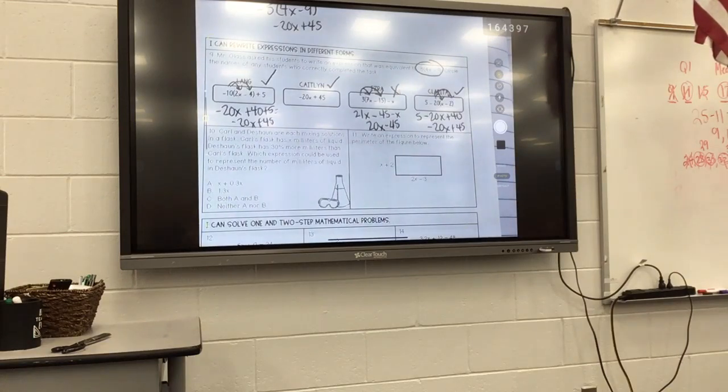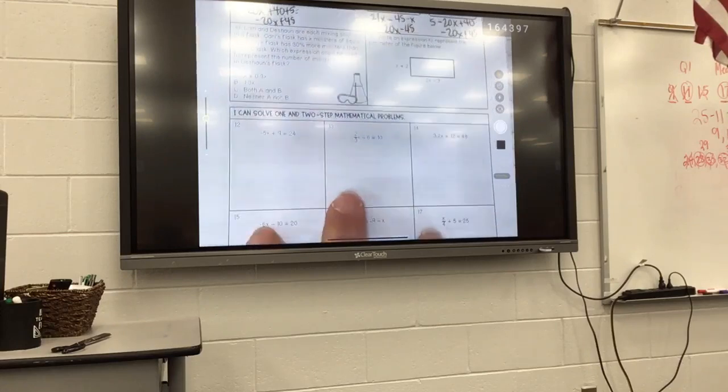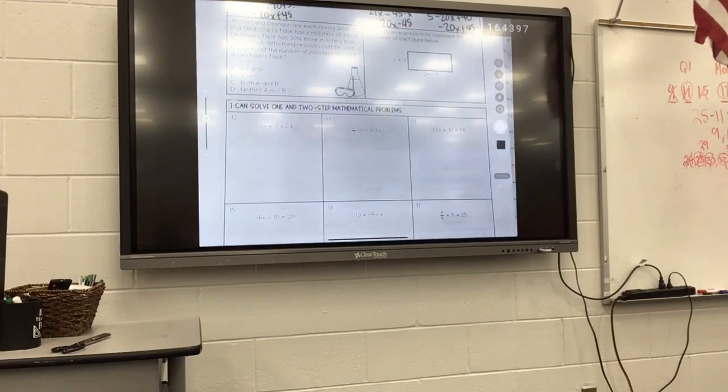All right, number 10. It says Carl and Deshaun are each mixing solutions in a flask. Carl's flask has x milliliters of liquid. Deshaun's flask has 30% more milliliters than Carl's flask. Which expression could be used to represent the number of milliliters of liquid in Deshaun's flask?